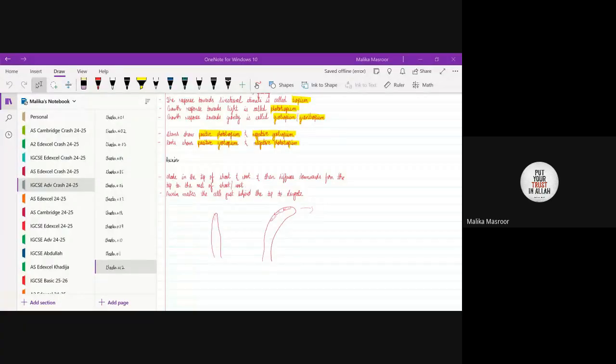We finished off with chapter 12, right? Chapter 12 was finished, right? We finished off with plant coordination and all.